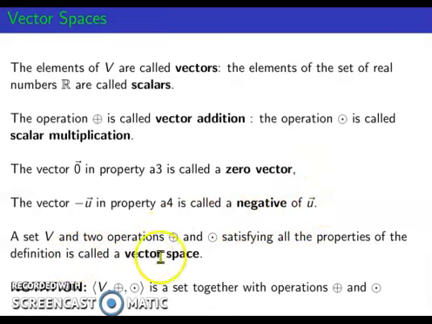A set V and two operations, this vector addition and scalar multiplication, satisfying all the properties of the definition is called the vector space. So kung lahat-lahat ng 10 na yon ay nasatisfy, ang tawag natin doon ay vector space. So for our notation, this one is called the set together with operations plus and vector addition and scalar multiplication.